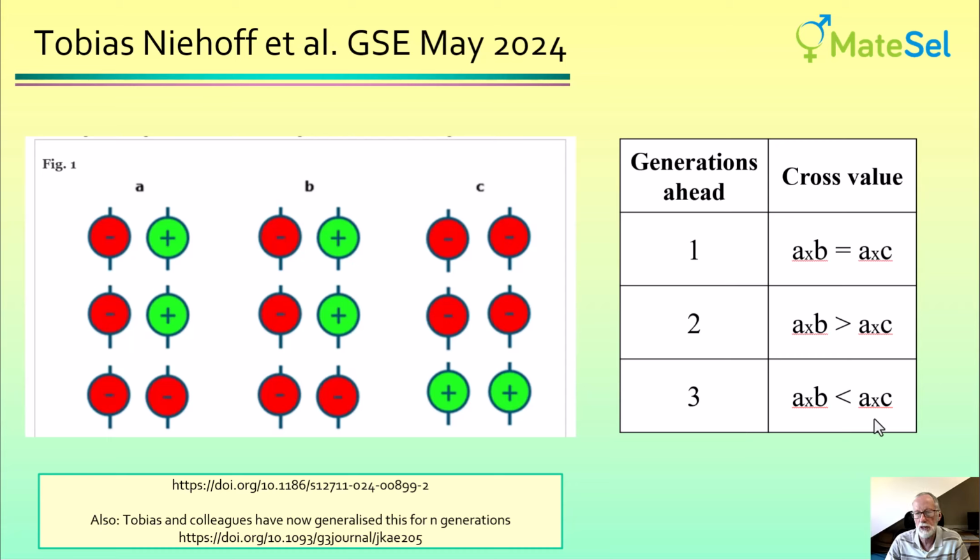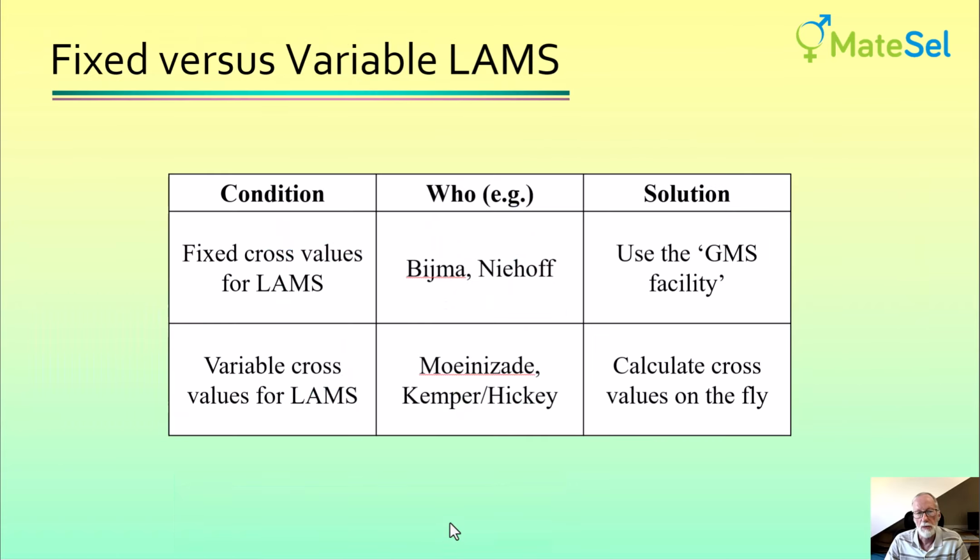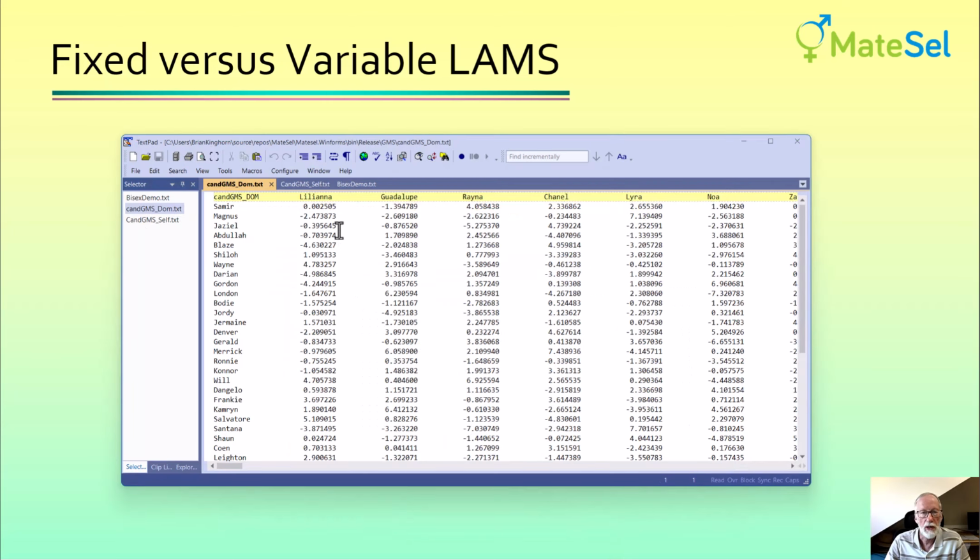You can pause this and work that out for yourselves. It's quite a nice example. So that paper is here, and Tobias and his colleagues have now generalized this for n generations ahead. And Tobias has kindly contributed a bit to our manual to show how to use the GMS facility to use his formulations. And that's for fixed cross values. That is for where the values you can put into a matrix like this are fixed, and therefore they can be read in at the beginning of an analysis.